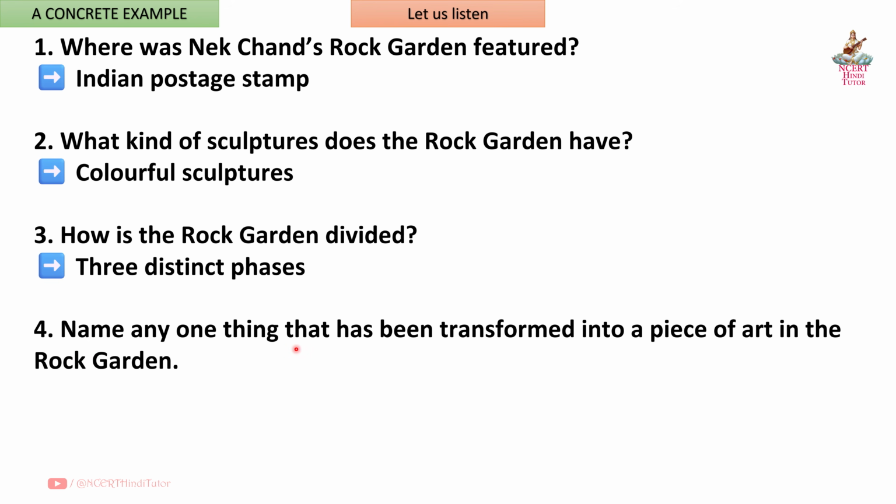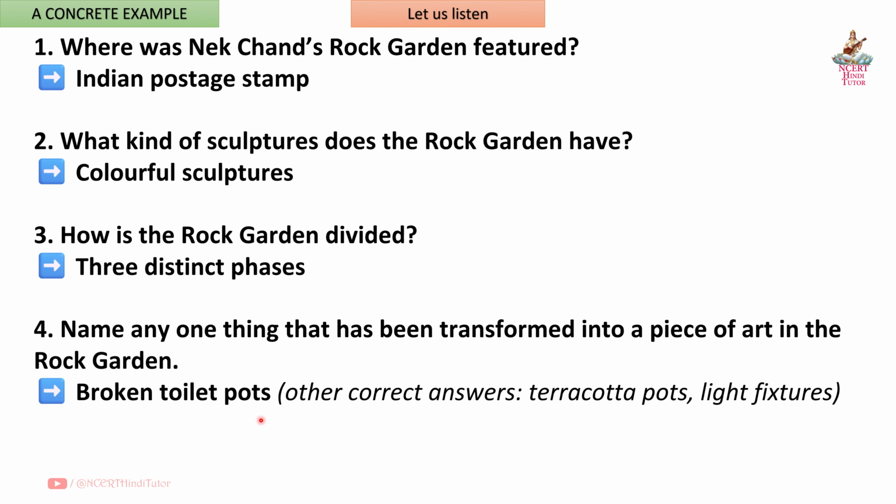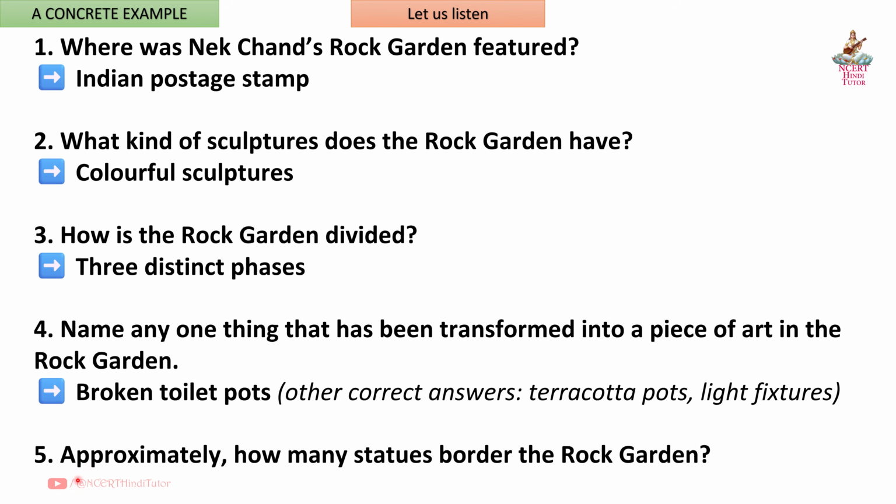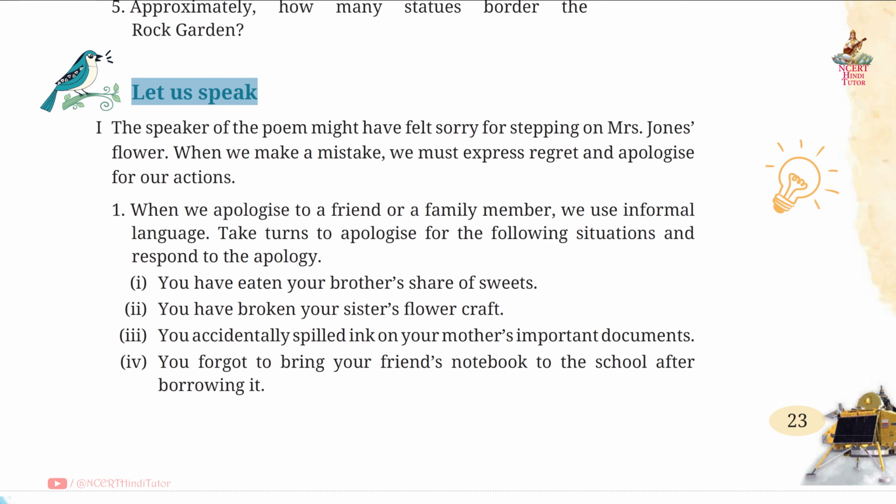Question 4. Name any one thing that has been transformed into a piece of art in the rock garden. Answer. Broken toilet pots. Other correct answers: terracotta pots, light fixtures. Question 5. Approximately how many statues border the rock garden? Answer. 5,000 statues. Next, let us speak.